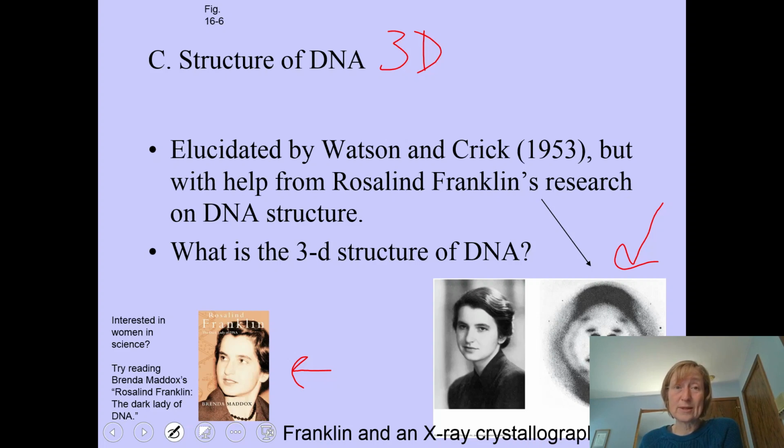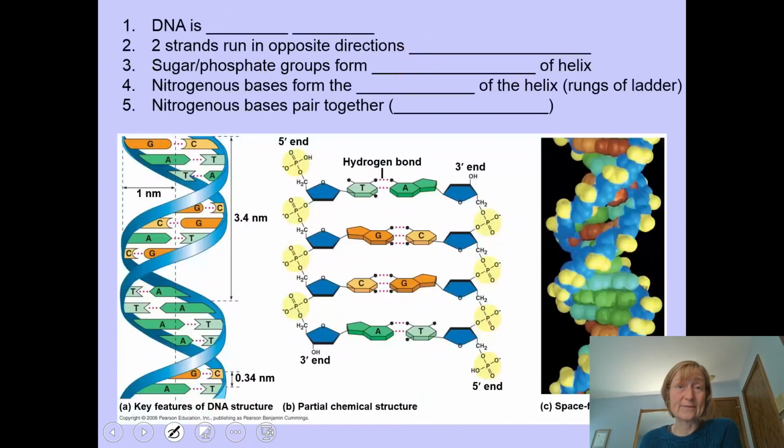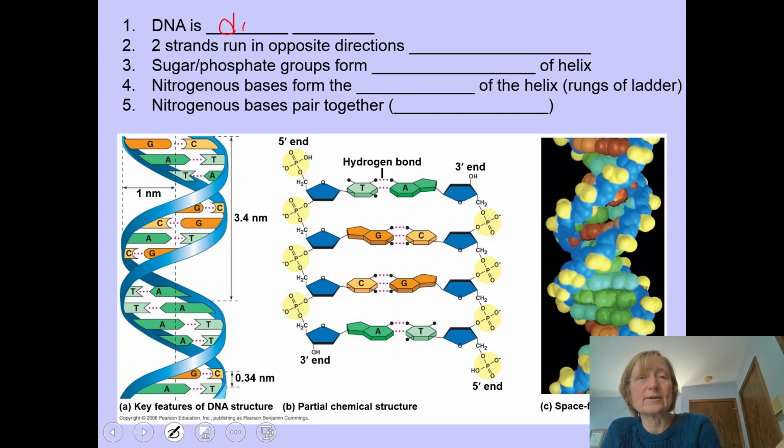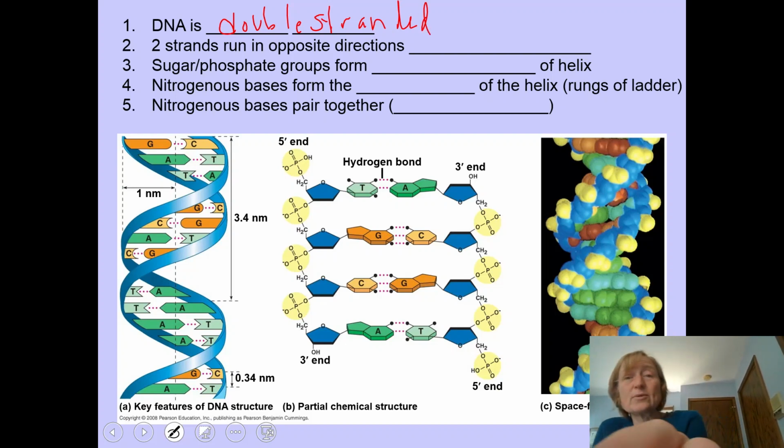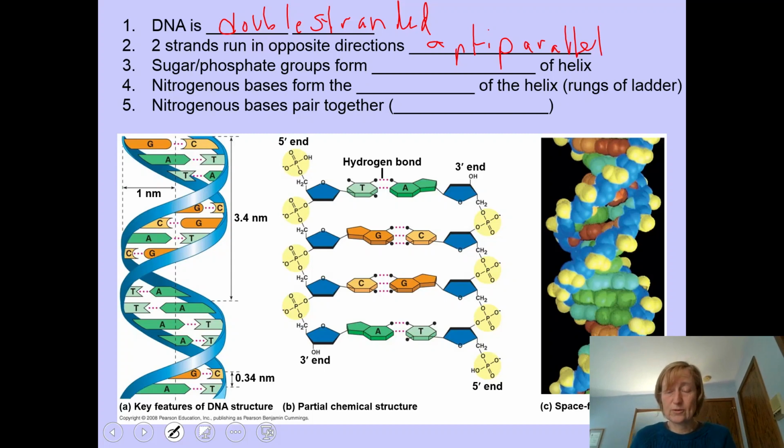Okay, so let's look at the three-dimensional shape of DNA as Watson and Crick outlined it way back in the 1950s. So they said, all right, first thing we want to tell you is DNA is double-stranded. So let's put double-stranded in here. I might not write everything down because this takes a lot of effort. DNA is double-stranded. The two strands run in opposite directions. They run anti-parallel to each other, okay? Anti-parallel to each other.